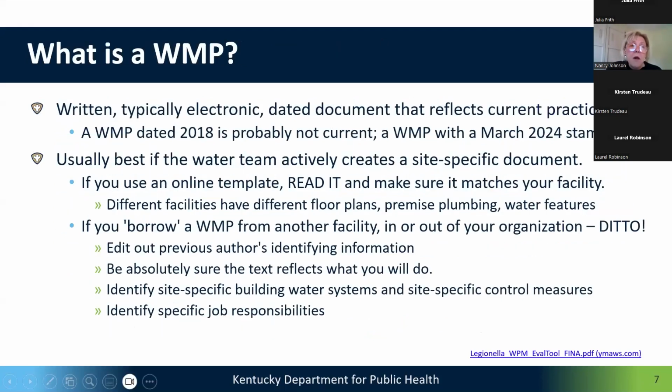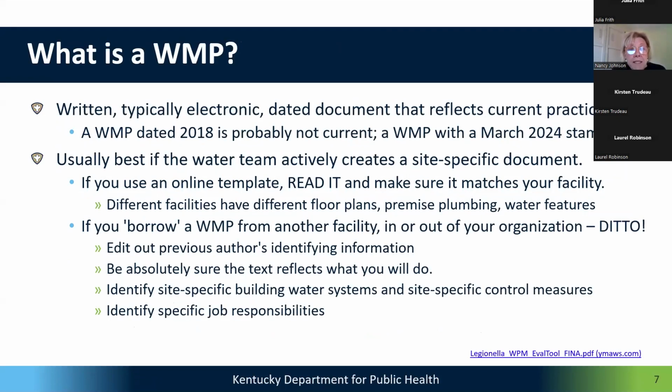So what is a water management plan? Water management plans are written documents, typically electronic. It should be dated. So every time you go in and review something, change something, update the date. If I see a water management plan dated 2018, that's probably not current. If I see one that was from March of 2024, I'm going to feel like you are on top of things. You know what you're doing.